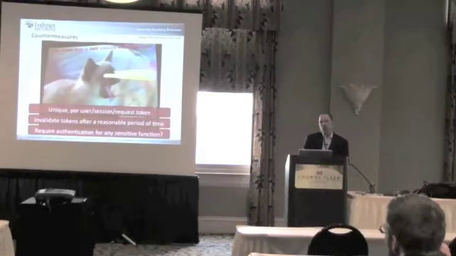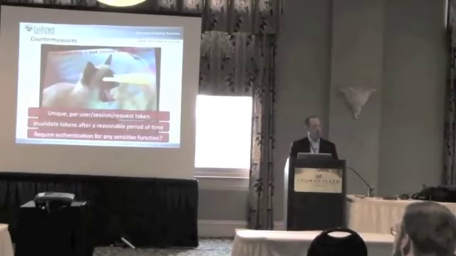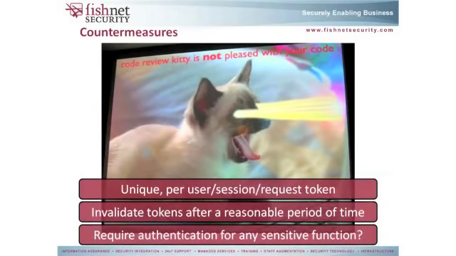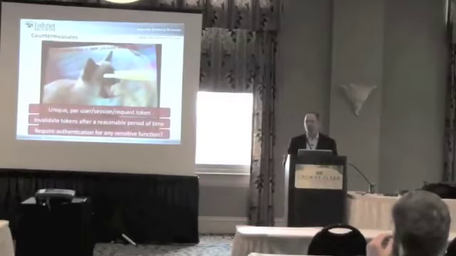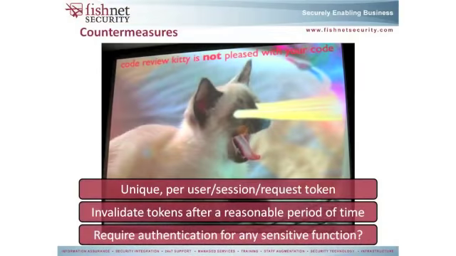So, countermeasures for cross-site request forgery. Number one, you have to use a unique per user, per session, per request token. Not on every request, just on the ones that are sensitive. So if you're a trading company and you do stock trades, those are the pages that you want to protect with these devices. Invalidate your tokens after a reasonable period of time, otherwise there's no point in doing it.